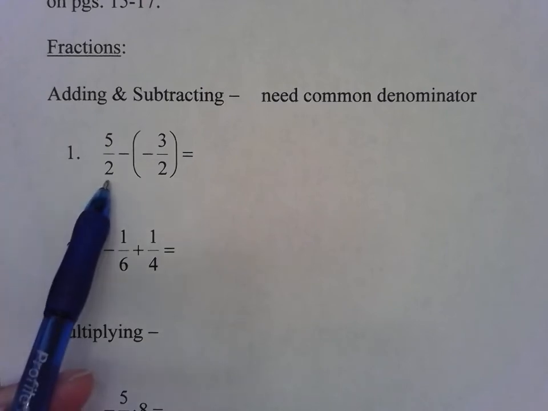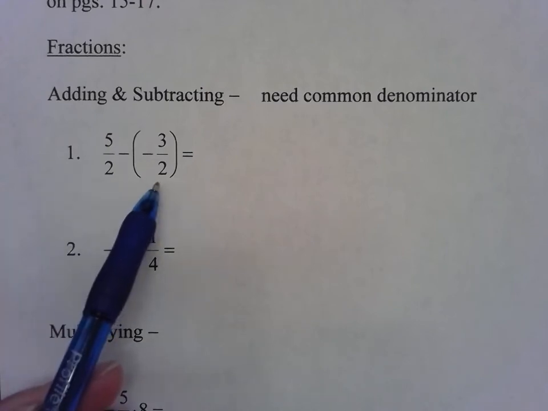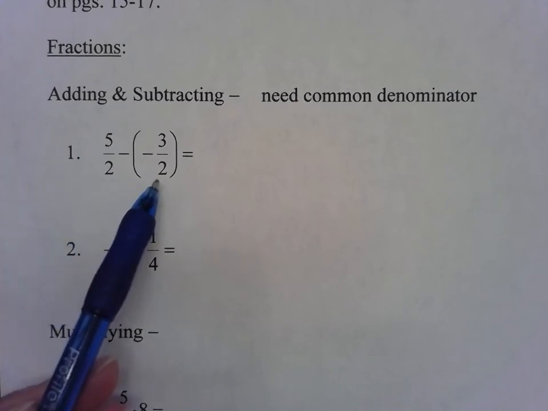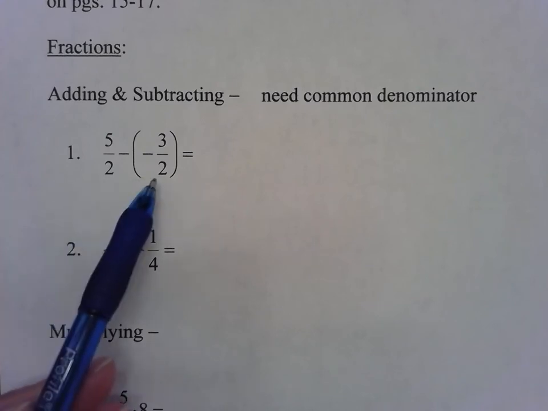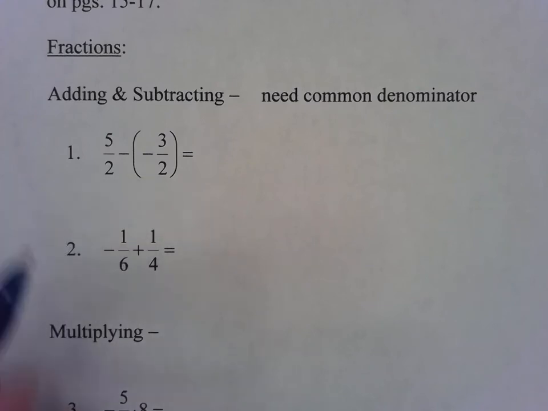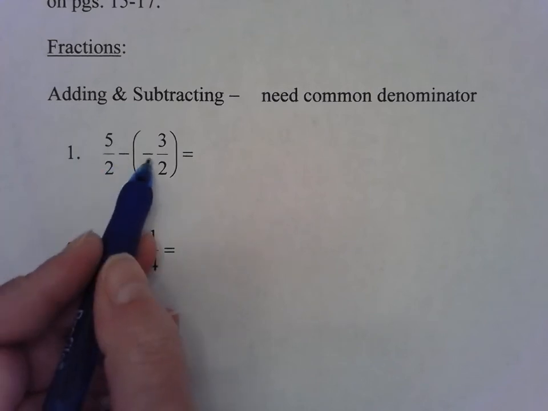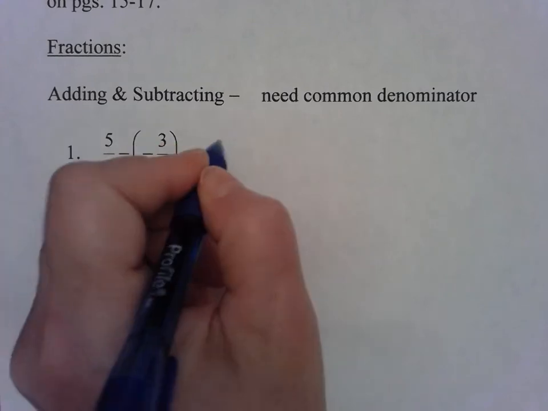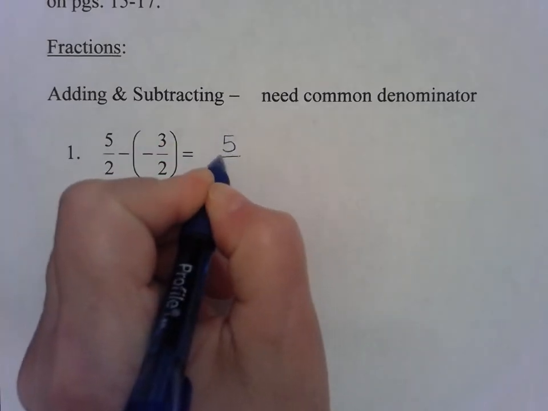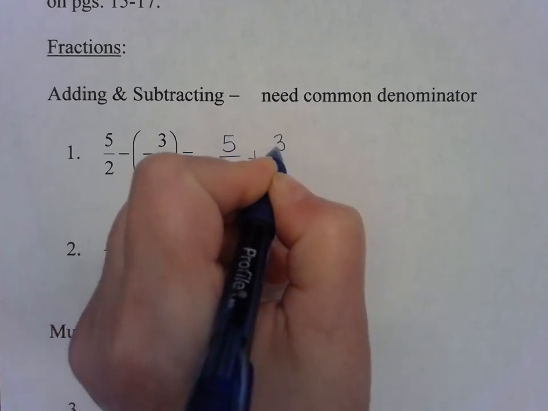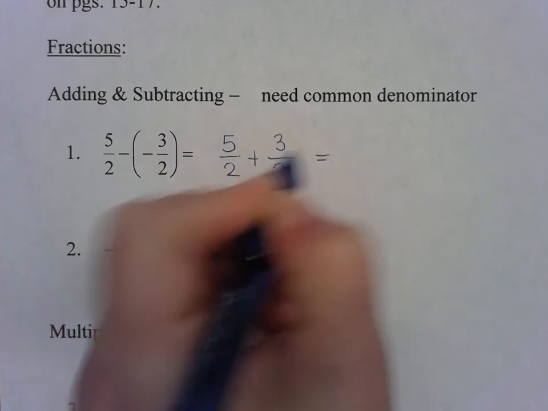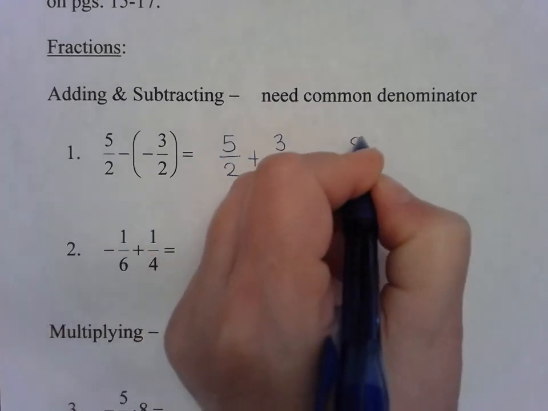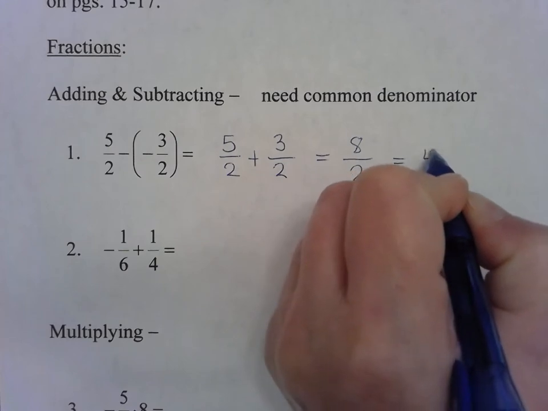Okay, so adding and subtracting, remember we have to have a common denominator to do that. The denominator is telling us what kind of fractions we're adding or subtracting. Here we're adding or subtracting halves. So I have 5 halves minus negative 3 halves. First of all, when I subtract a negative, that's really the same as 5 halves plus 3 halves. I keep the denominator, right? And I add the numerators. And if I can, I should reduce if it's possible.